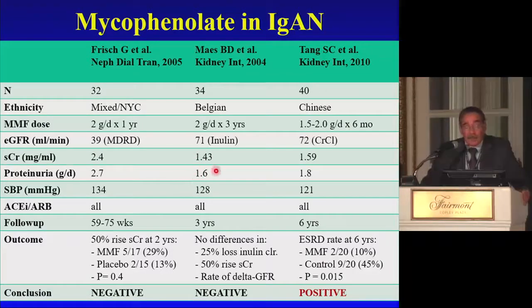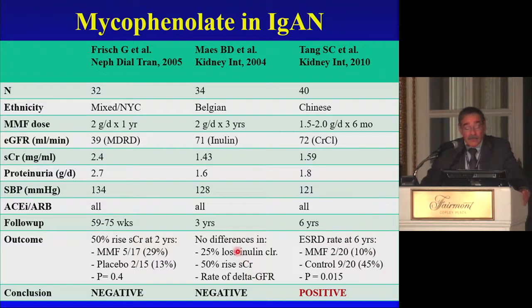Here you look at creatinine 1.43 versus 1.59. Here, proteinuria 1.6 grams per day, 1.8. Blood pressure is the same. Everybody's on an ACE inhibitor, ARB. The follow-up is longer in this group, but this is a positive study. Clearly, in Tang's study, 10% of the MMF patients had end-stage renal disease. 45% of the controls did.